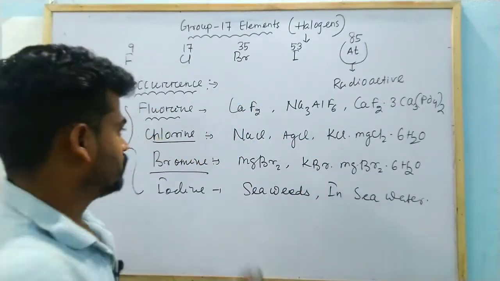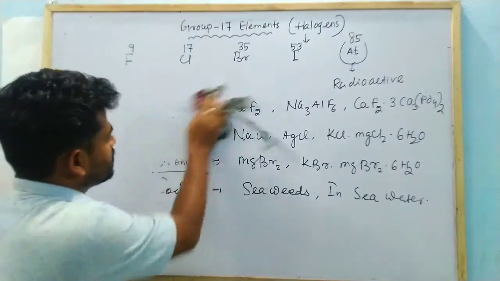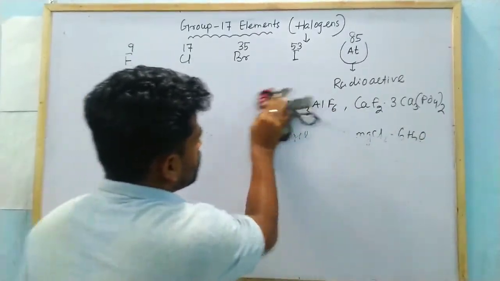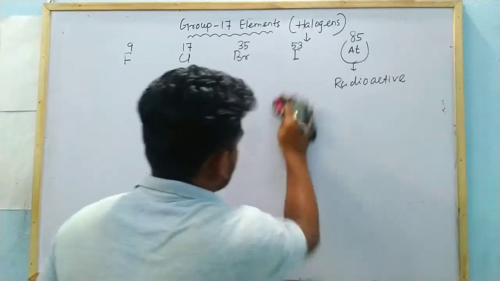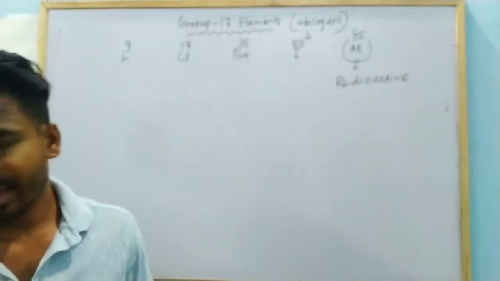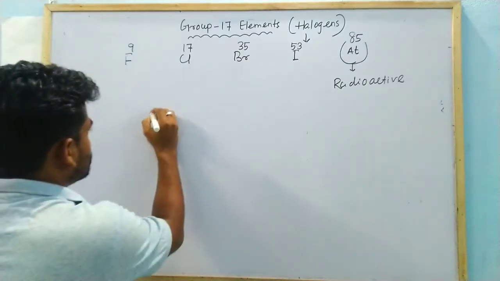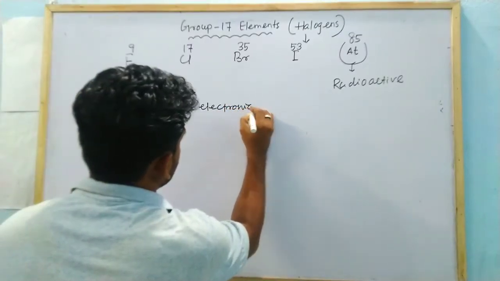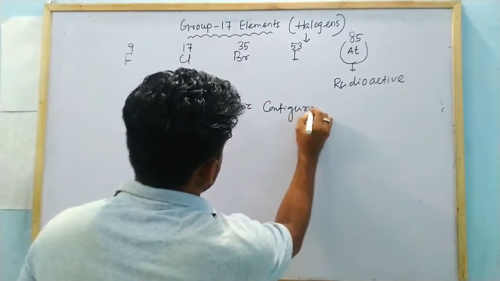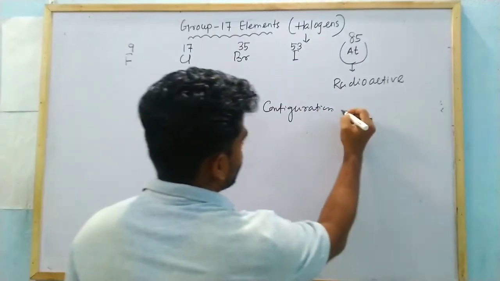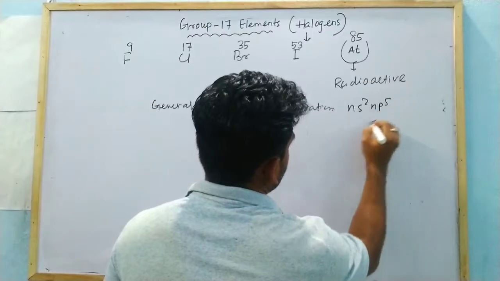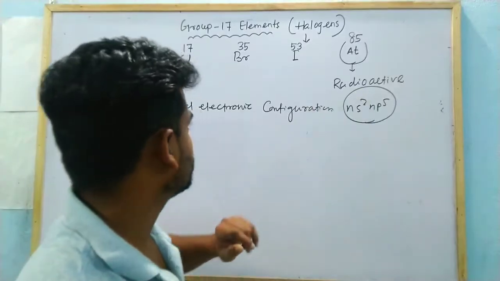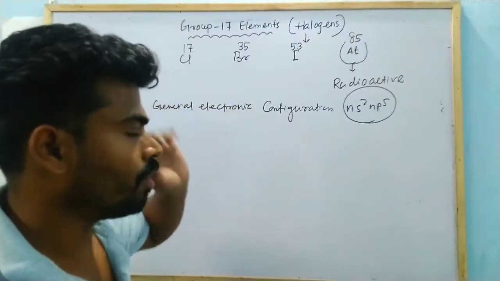Now it's very important, let us write down their general electronic configuration. Group 17 elements have the general electronic configuration ns2 np5, having 7 electrons in their valence shell. Based upon this configuration you can write the electronic configuration of all these elements.